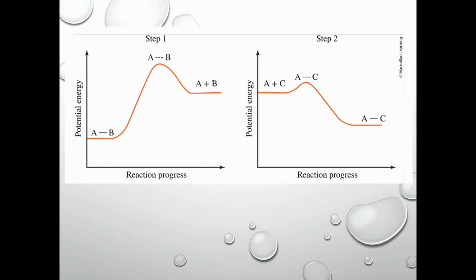It's slow to create A. Plus C is very fast, but if I'm slow in creating A, then A and C aren't going to react very fast because I don't have a lot of A. So not only do I need to know what's banging together in each step, I need to know how fast each one of those steps is.